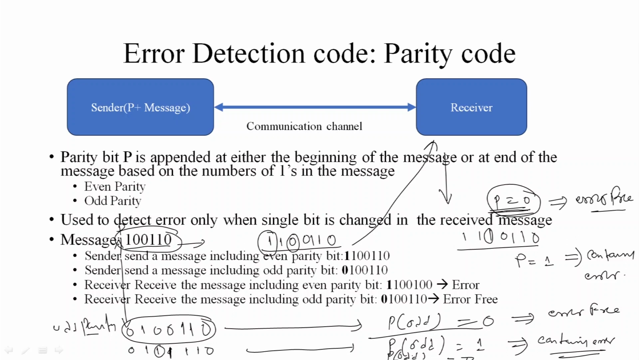It is only used for detecting an error up to a single bit position, and when the receiver knows that an error is detected, the receiver requests retransmission of the message from the sender, and the sender retransmits the message. So this is all about the even parity bit and odd parity bit.